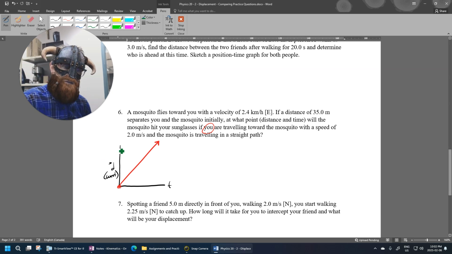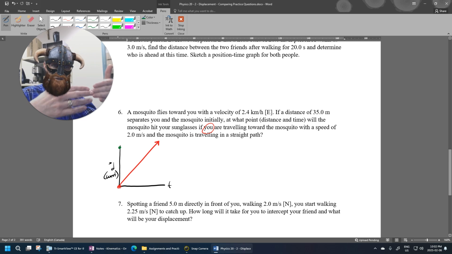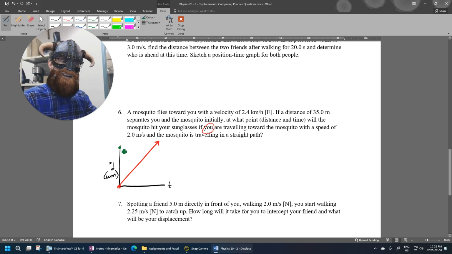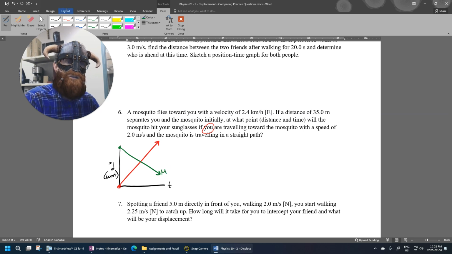You're going to represent that, kind of like our very first picture that we drew with the red and the blue person. They're coming towards each other. We're going to represent that because he's going the other direction. If west is positive, the mosquito is going east, so we're going to represent that by having a negative line. So this is the mosquito, let's call it M for mosquito, and this is you.